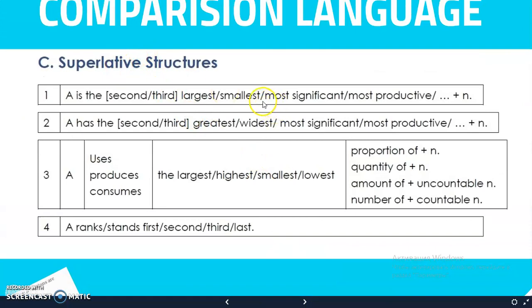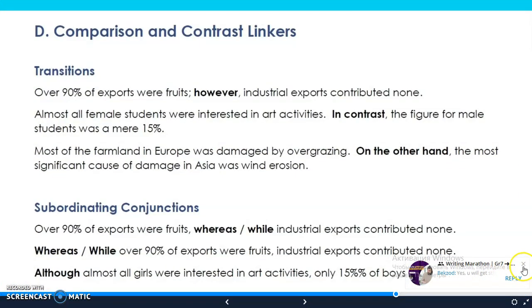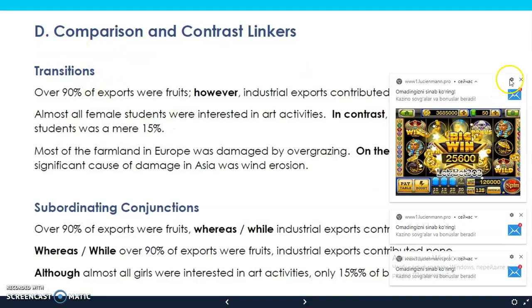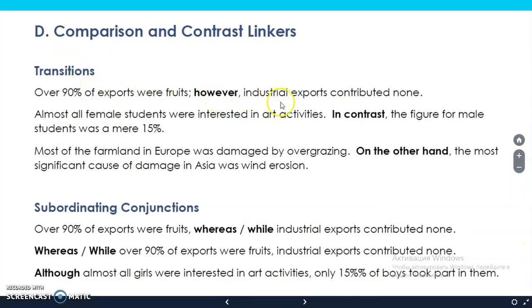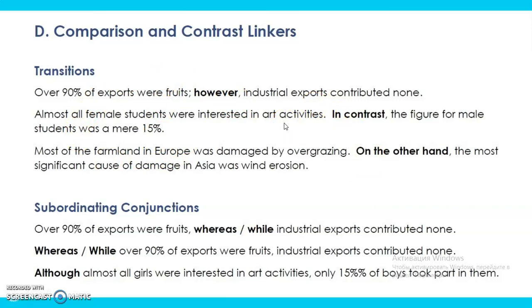So superlative structure, this is about adjectives and adverbs, and you will have to look through this again. And comparison and contrast linkers, we have different kinds of linkers. For example, transitions, however, in contrast, on the other hand, and we have conjunctions, whereas, while, and also. So you will have to learn all these sentence structures, because these are complex structures which will give you more score, more opportunity to be assessed highly.